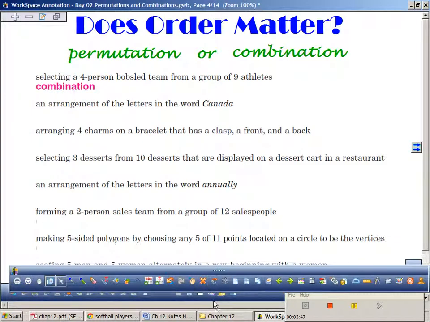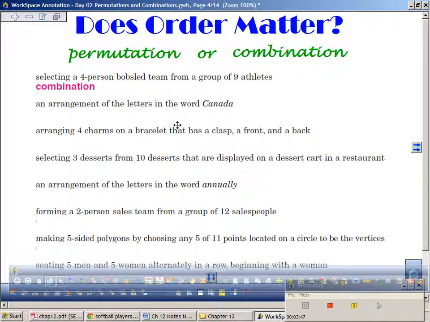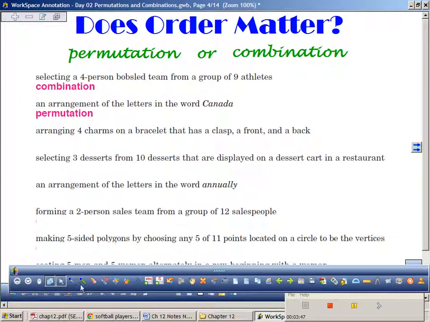Okay, so that one's a combination. I'm selecting a 4-person bobsled team. I didn't say anything about order, anything about arranging anything. I'm just selecting. So you got to look for these keywords. An arrangement of letters in the word Canada. Let's start highlighting which ones. So selecting made it a combination. Arranging made it a permutation.